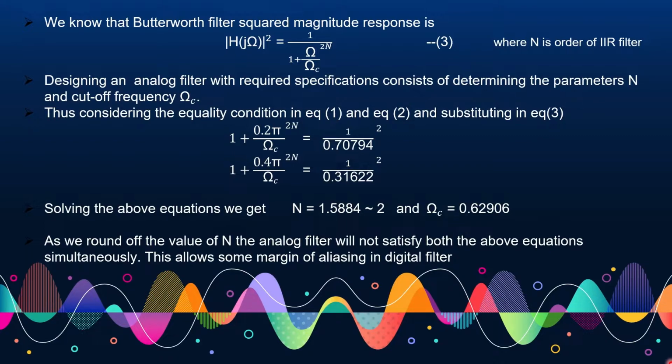Designing an analog filter with required specifications consists of determining the parameters n and cutoff frequency omega c. Thus, considering the equality condition in the above equations and substituting it in the third equation, we get equations as follow. Solving the above equations, we get order of the filter approximately equal to 2 and the cutoff frequency omega c is 0.62906. As we round off the value of n, the analog filter will not satisfy the equations simultaneously. This allows some margin of aliasing in the digital filter.